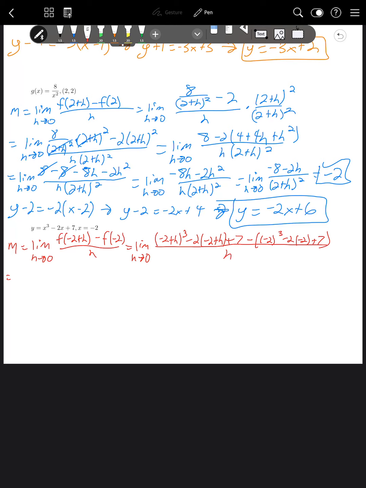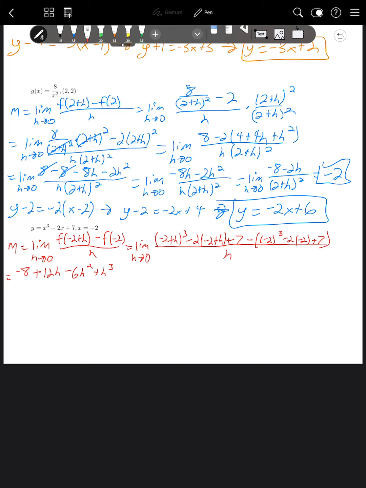Okay, so multiply these things out. So negative 2 plus h cubed means I need to take negative 2 plus h times negative 2 plus h times negative 2 plus h. So if you multiply that all the way out, you're going to get negative 8 plus 12h minus 6h squared plus h cubed. So that's the first thing multiplied out.